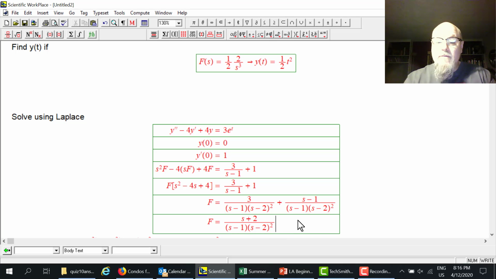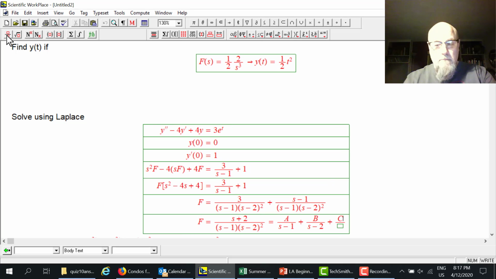Now I want to break this up into partial fractions. So one of the pieces is going to be some number over s minus 1 plus, now I got a repeated factor, so I want some number over s minus 2 and some number over s minus 2 squared.